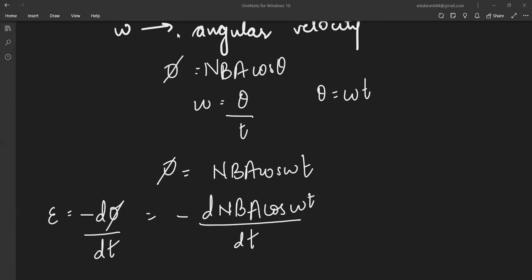Minus sin theta, minus sin omega t. Minus sine, okay, I got it. Minus sine theta, basically you're saying that, and theta here is omega t. Correct. All of you are right. Just one thing, class. Just one thing.